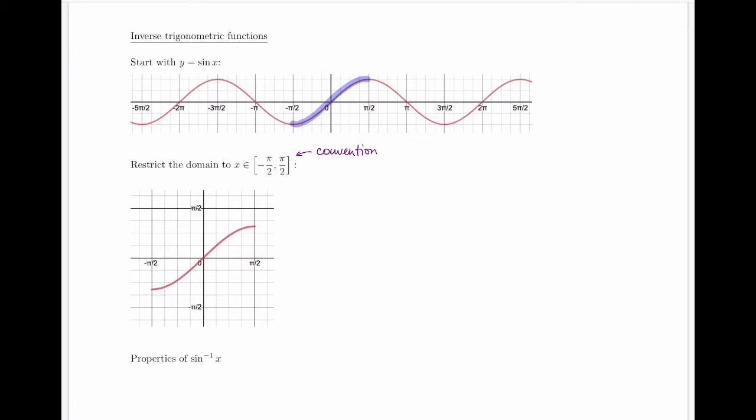This is once again the graph of the sine function on this piece between negative pi over 2 and pi over 2. And in order to draw the inverse of it, let's remember that the inverse is the graph reflected in the line y equals x. So I can draw the line y equals x, the perfect diagonal here, and I can reflect the graph of sine in this line in order to produce the graph of the inverse sine.